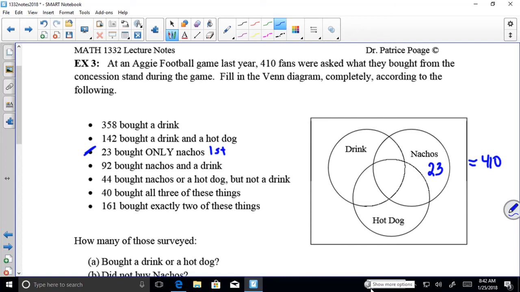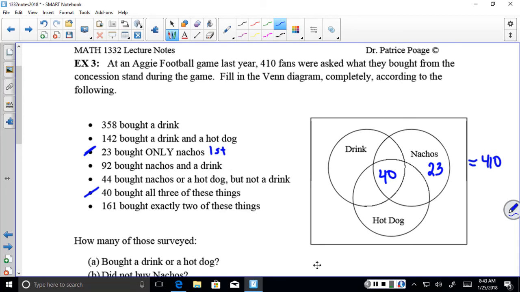40 bought all 3 things. That one I can do. And 161 bought exactly 2 of these things. So that would be these 3 spots. So can't do that yet. So my first time through on this one, couldn't do very much. That's okay. Second time through.